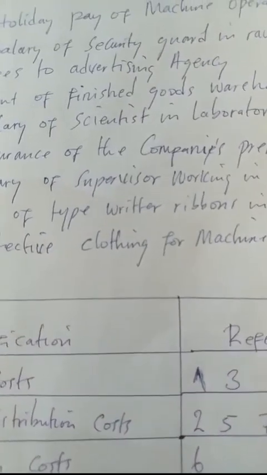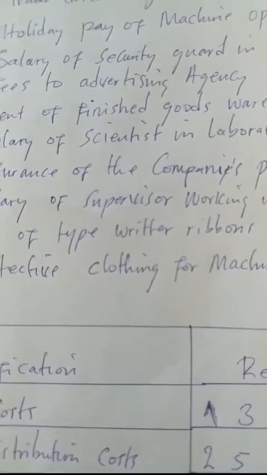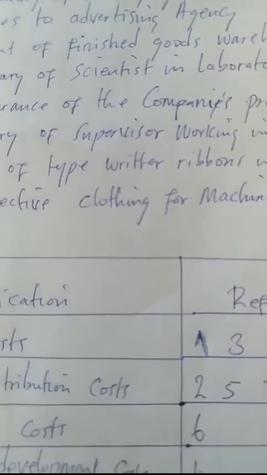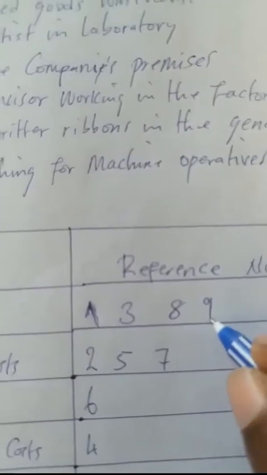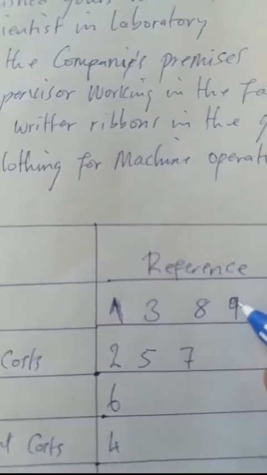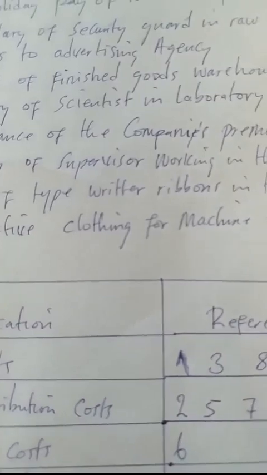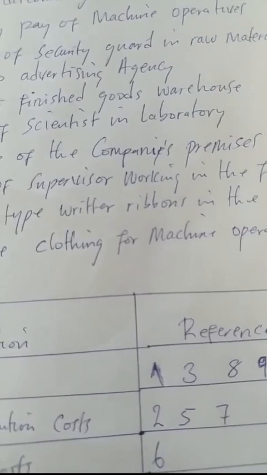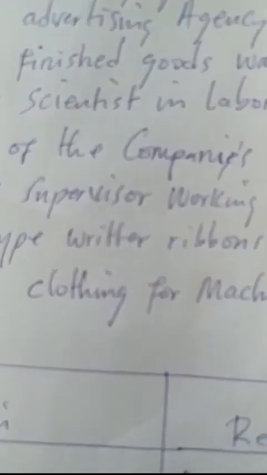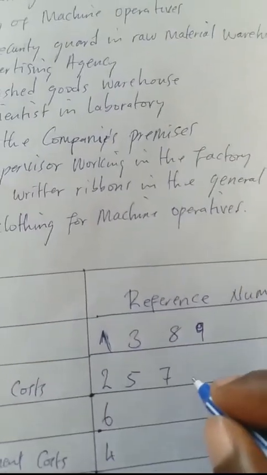And then number 9, salary of security guard in raw material warehouse. Salary of security guard in raw material warehouse. Those are production costs. So we put our number 9 here. Then number 10, fees to advertising agency. That's number 10, fees to advertising agency. That's selling and distribution. That's number 10.